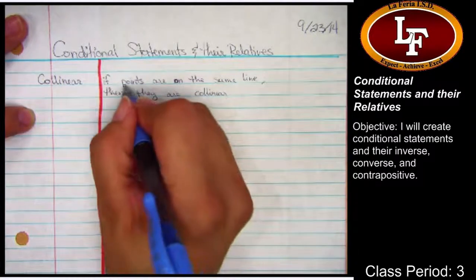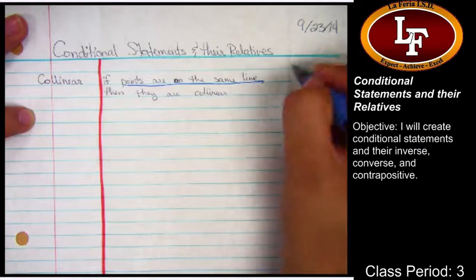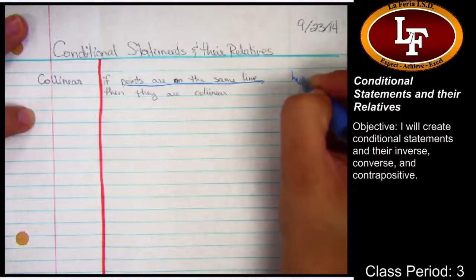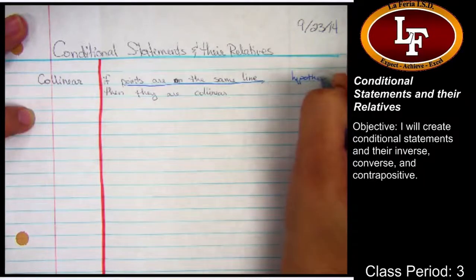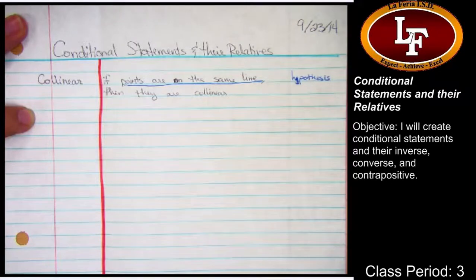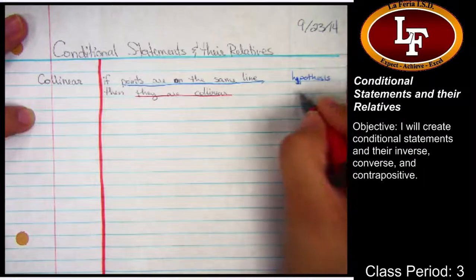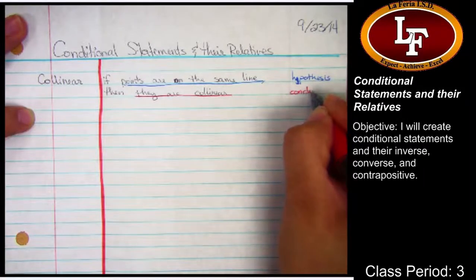Now here's where the different colored pens come into play. This part right here after the if is the hypothesis. Oh, I'm totally misspelling that word. Sorry, this is supposed to be a Y. Right there. Hypothesis. And the stuff after the then is the conclusion.